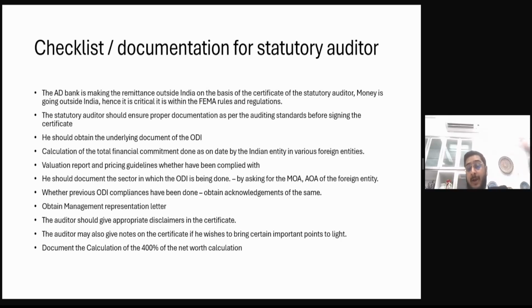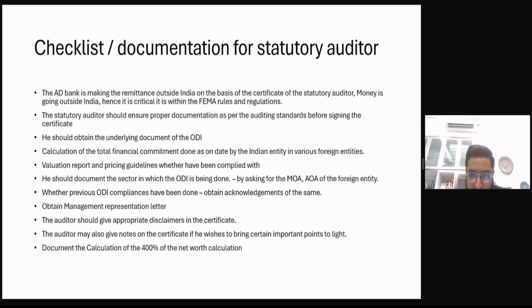Suppose you did an ODI 2 years ago regarding a guarantee. You should not miss out that amount in your total financial commitment done till date when you are doing an ODI now. So it is very important to have a continuous working file with a reference number of the latest certificate which you have filed and the date on which you filed it, and always cross reference it with the books of accounts.